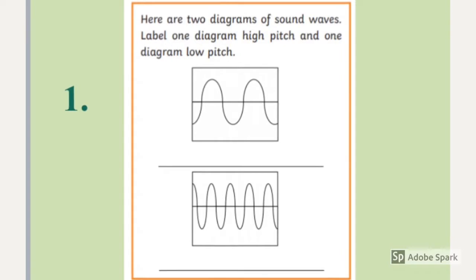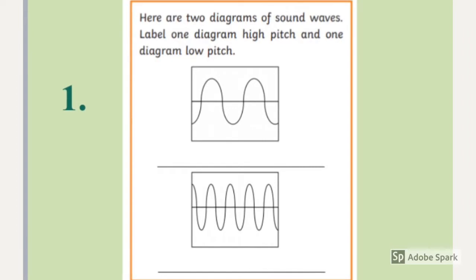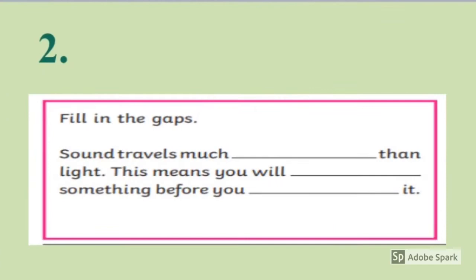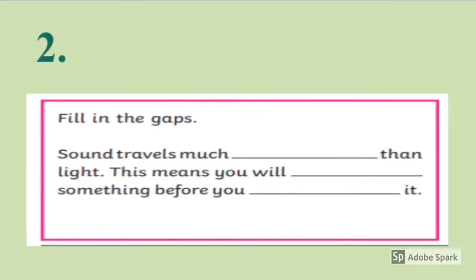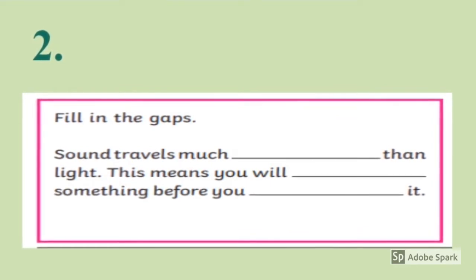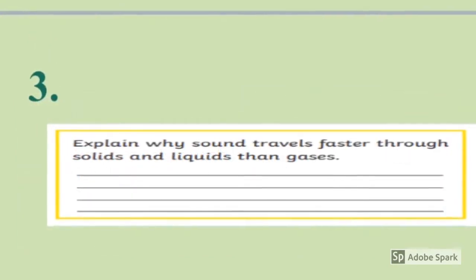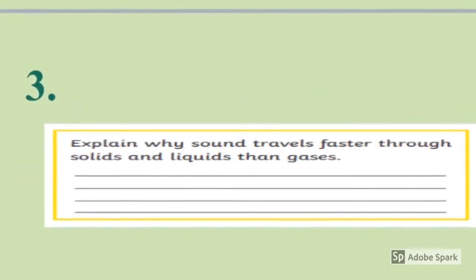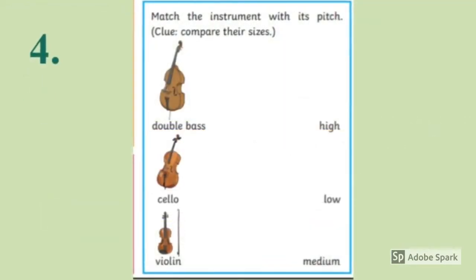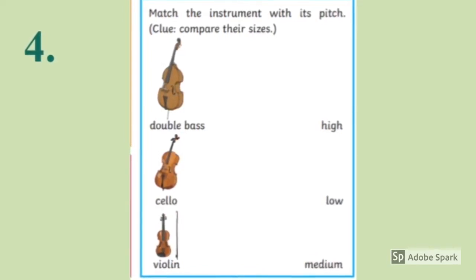Number 1. Here are two diagrams of sound waves. Label one diagram high-pitched and one diagram low-pitched. Number 2. Fill in the gaps. Sound travels much than light. This means you will something before you it. Question number 3. Explain why sound travels faster through solids and liquids than gases. Question 4. Have a look at the pictures. Match the instrument with its pitch. High, low, and medium.